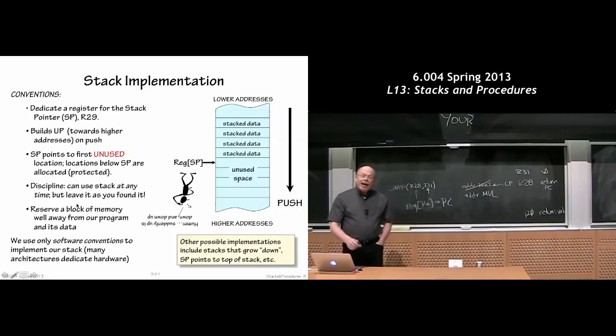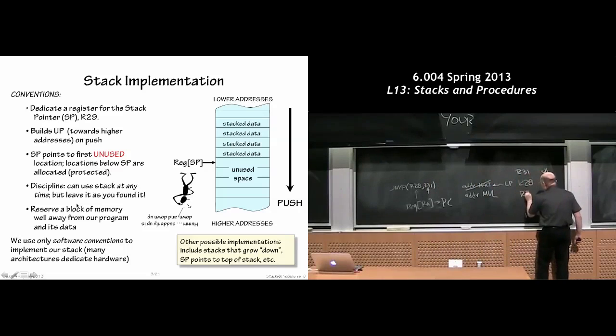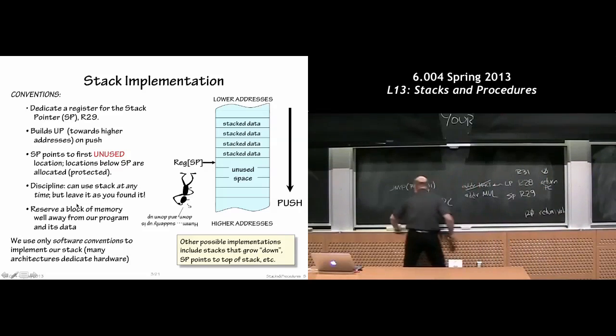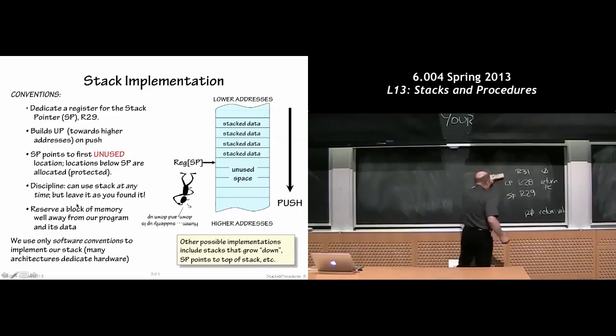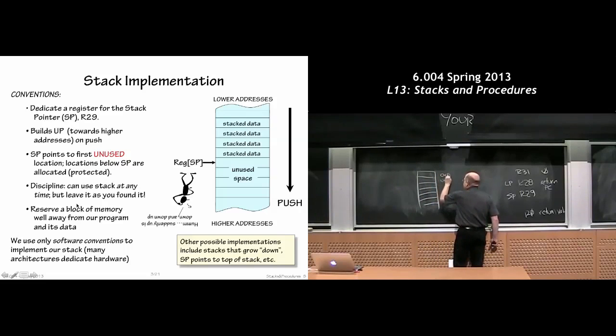Okay, so now we're going to have some conventions here. I'm going to allocate R29 for this as the stack pointer. So let me say a little bit about what a stack looks like. A stack is just a big array in memory. So here's my memory, and I'm going to put my low addresses down here. And this is going to think of it as a stack of words. So these are consecutive words in memory where the addresses are growing up.